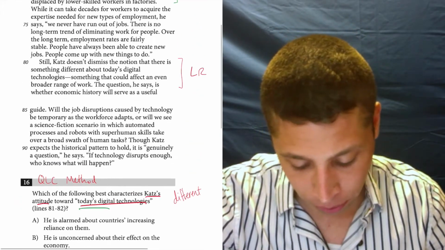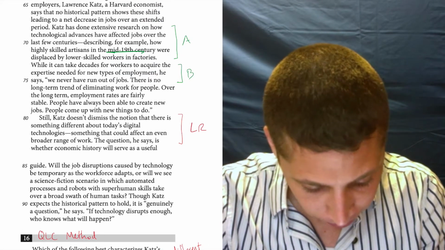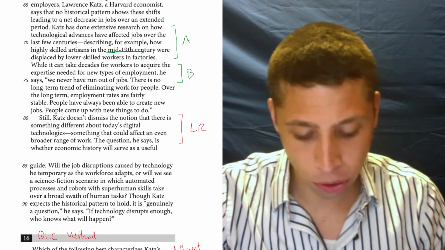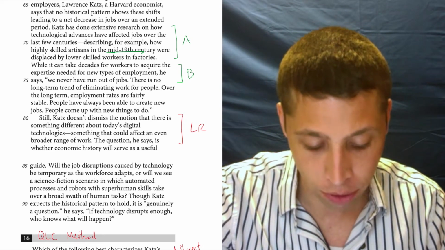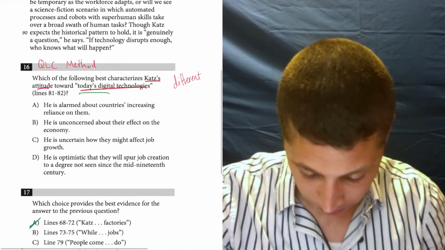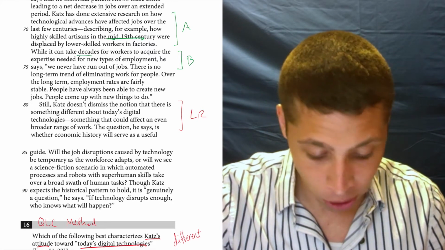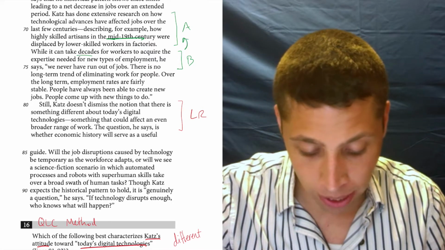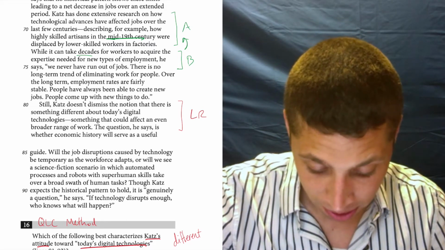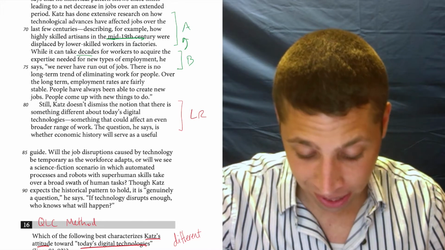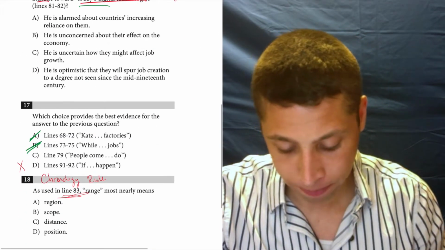Let's look at B, 73 to 75. That is right here. While it can take decades for workers to acquire the expertise needed for new types of employment, he says, we never have run out of jobs. Is that where it ends? Yeah. Well, again, we're talking about the past. This is literally just following what we just read about the 19th century. So this is not about today's technologies. Honestly, it's not even about technology at all, right? It's talking about jobs. So this seems completely unrelated.